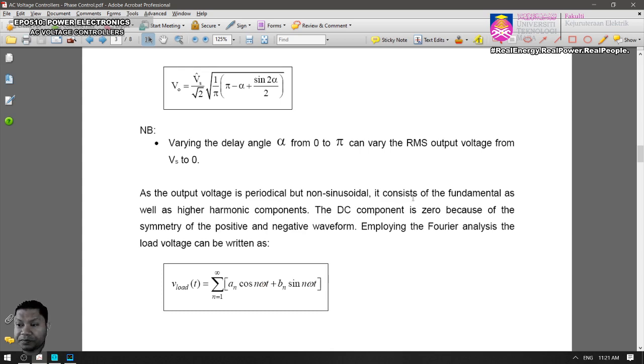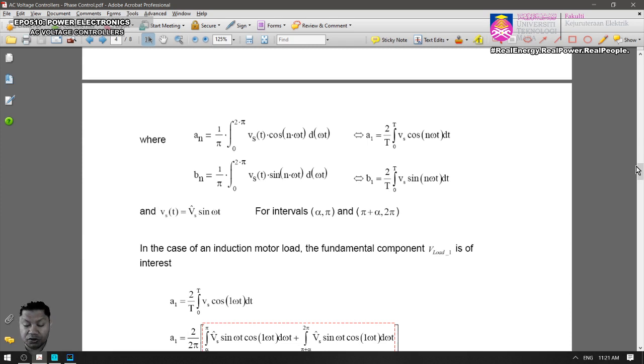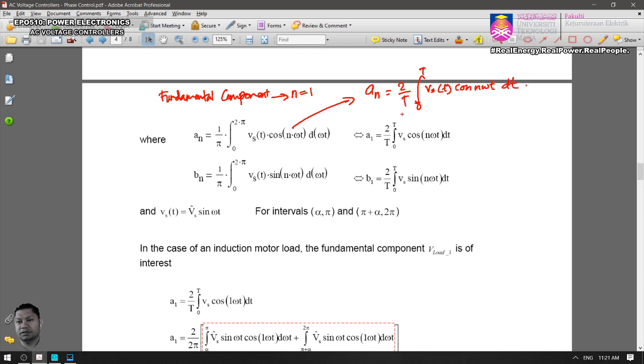Okay, so to get A1, in some problems you want to look only into the harmonic of the fundamental component, whereby n equals 1. Fundamental component, n equals 1. This is the general equation, and I think the general equation is better for you to remember in terms of T. So you have An equals 2 over T, integral from 0 to T of Vs(t) cos n omega t dt. So that will be easier. If you replace that, then you have 1 over pi, Vs(t) cos n omega t d omega t.